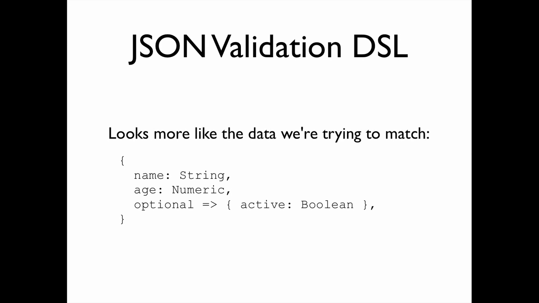The data I'm trying to match looks a lot like this. In JSON there would be quotes around name and age, but this is an example from the DSL that I created. So you just take the quotes off of name and age and active, and to indicate something's optional, you've got this special optional keyword in front of it. And you've got type names instead of literal values.